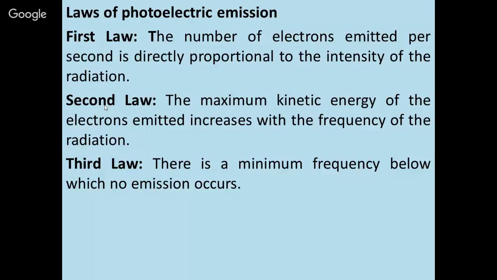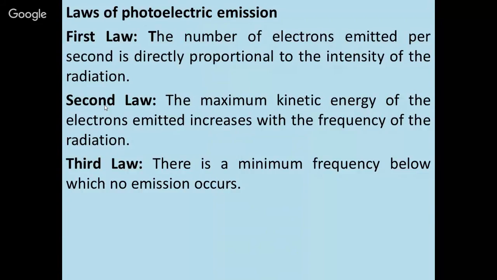So there is a band above that, or there is a threshold frequency, and only above that threshold frequency can electron emission start. That is the third law. There is a minimum frequency below which no emission occurs. So these are the three laws of photoelectric emission.